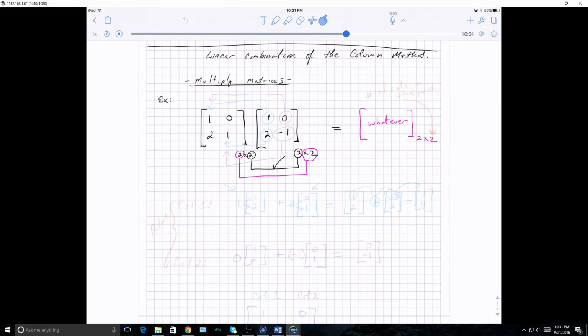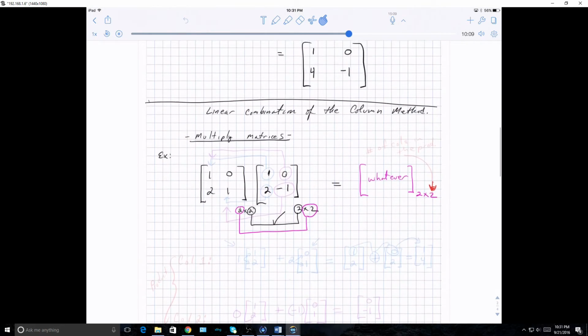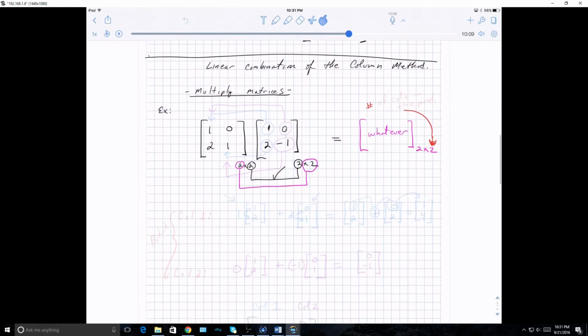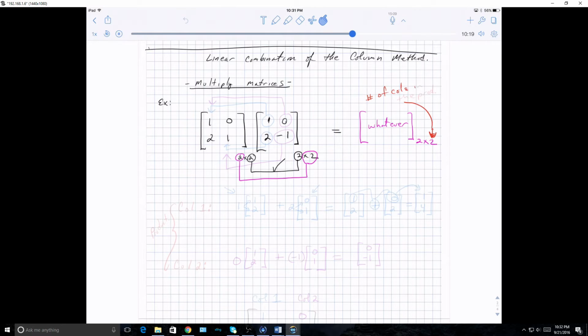So here's the idea. I'm going to pay close attention to this number right here, the number of columns. That 2 is the number of columns in the product. Okay? So I'm going to say column 1. And I'm also going to make another note, column 2, because there's going to be 2 columns in the product. So watch how I'm going to do this product.